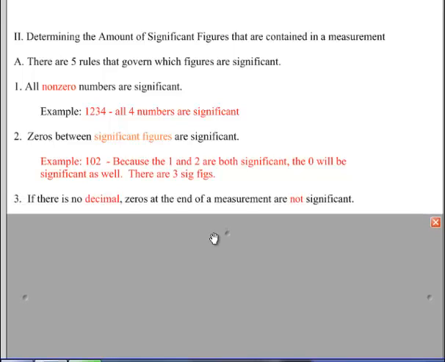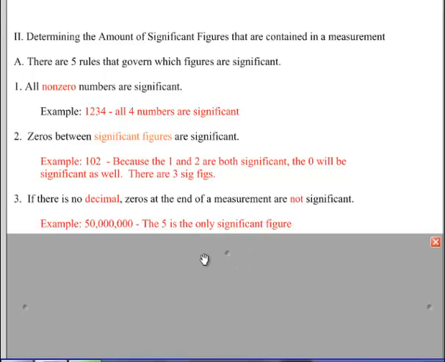Third rule, if there is no decimal, zeros at the end of a measurement are not significant. So in this big number of 50 million, the 5 is the only significant figure. Remember that when we're looking at significant figures, we have all of the numbers that could be measured directly plus one more estimated number. If there's only one significant figure, or one total, that means that must be an estimated digit. This is not something that we would want to rely on while doing some serious chemical calculations.